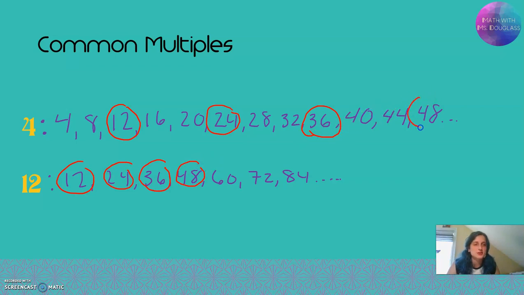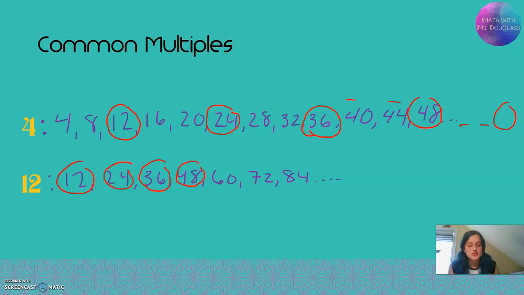And if I kept this list going, you can kind of see a pattern here. I bet the next number wouldn't work. I bet the number after that wouldn't work, but I bet that third number probably would. 4 times 3, doesn't that equal 12? Oh, yeah. Okay, so these are common multiples. They are numbers that appear in both lists.